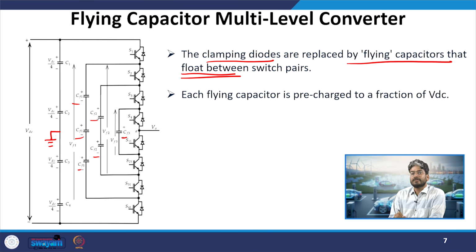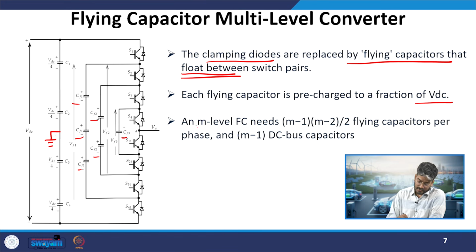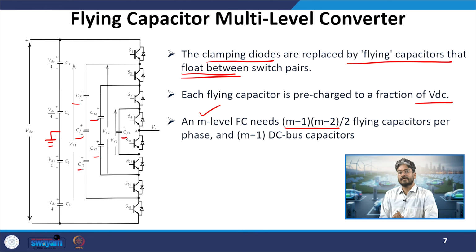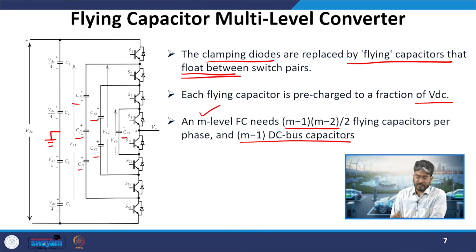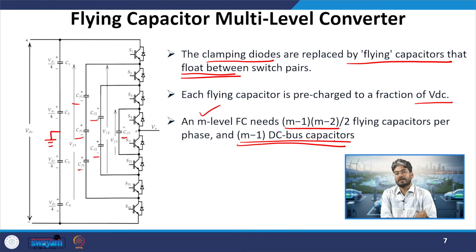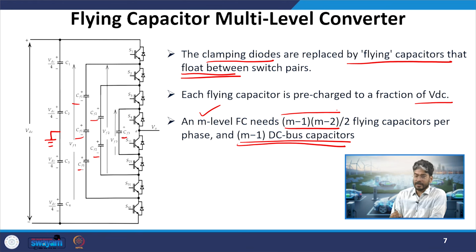Then each flying capacitor is pre-charged to a fraction of the DC link voltage. How these voltages are calculated, we will see in the next switching combination. For an M level flying capacitor converter, it needs (M minus 1) into (M minus 2) by 2 flying capacitors per phase and M minus 1 DC bus capacitors. These are the DC bus capacitors, same as in our previous circuit, where we had M minus 1 for M output voltage levels. Here, instead of diodes, we require capacitors with a quadratic relation, which is (M minus 1) into (M minus 2) by 2.